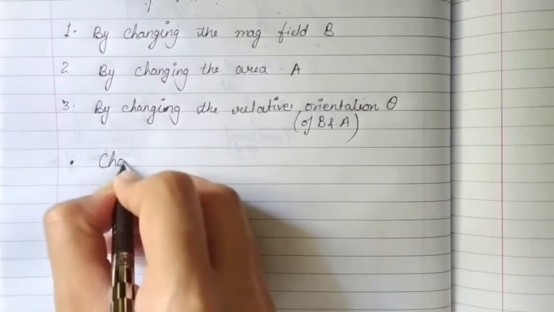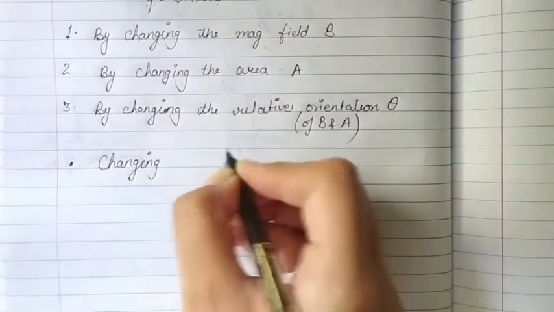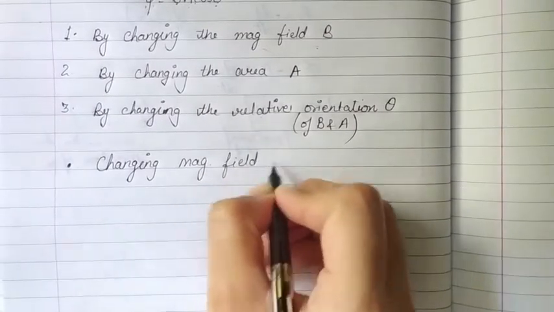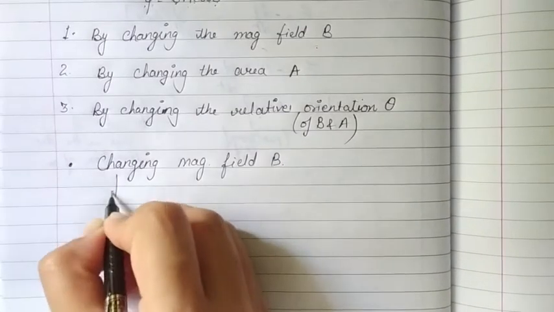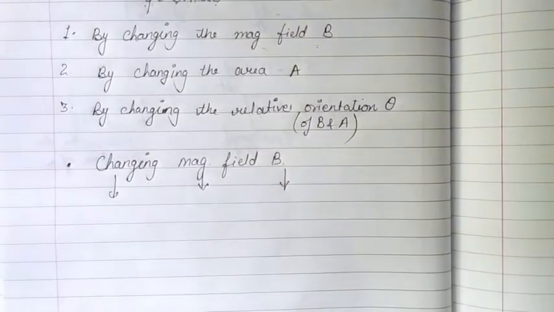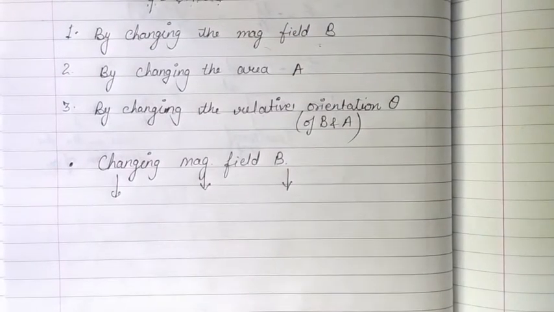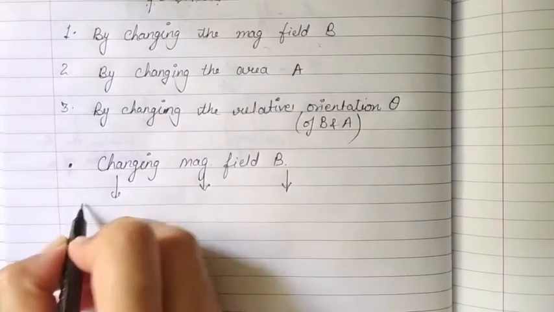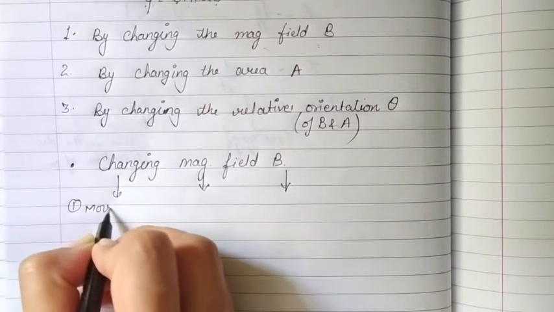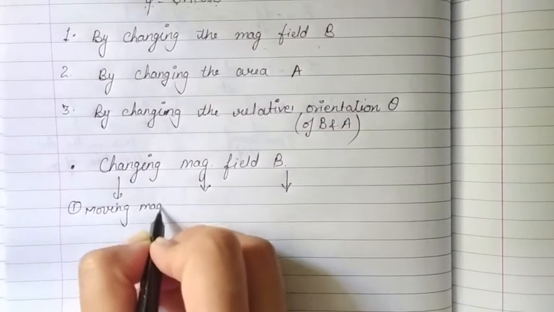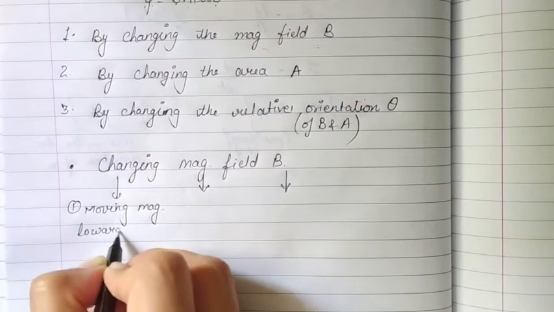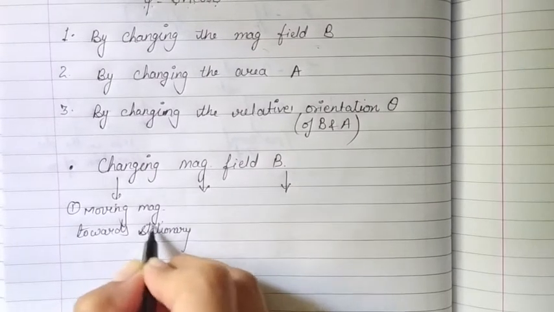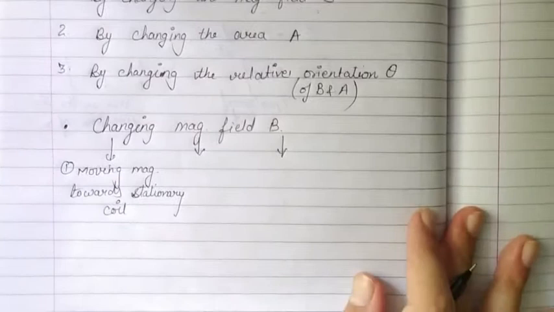So how to change the magnetic field, so that induced EMF will be set up? In this method there are three possibilities that we have already studied. One, moving a magnet towards a stationary coil, means you keep the circuit stationary and move the magnet towards it. Right, this is the first possibility.